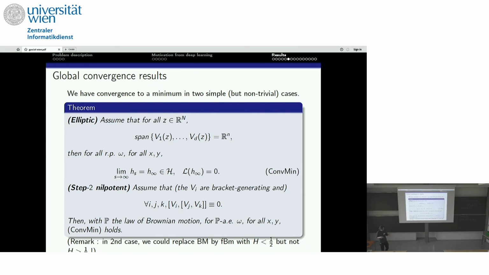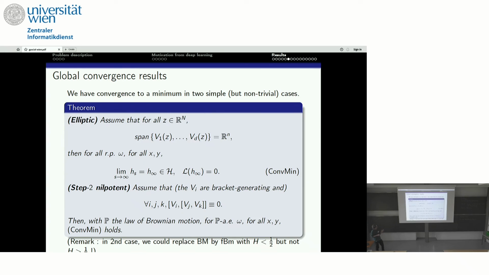Then what we can show is that under this assumption, if you start from a Brownian motion, then almost surely, for any initial and target points, the gradient flow converges to the minimum. What is sort of funny, I will show the proof in the 5 minutes I have left. We do use the irregularity of Brownian motion, and somehow it's really close. So Brownian motion works, but barely.